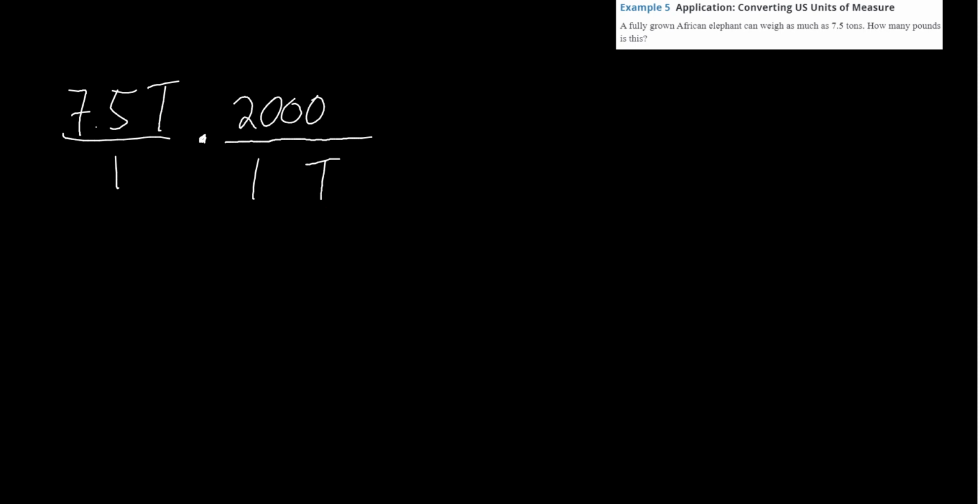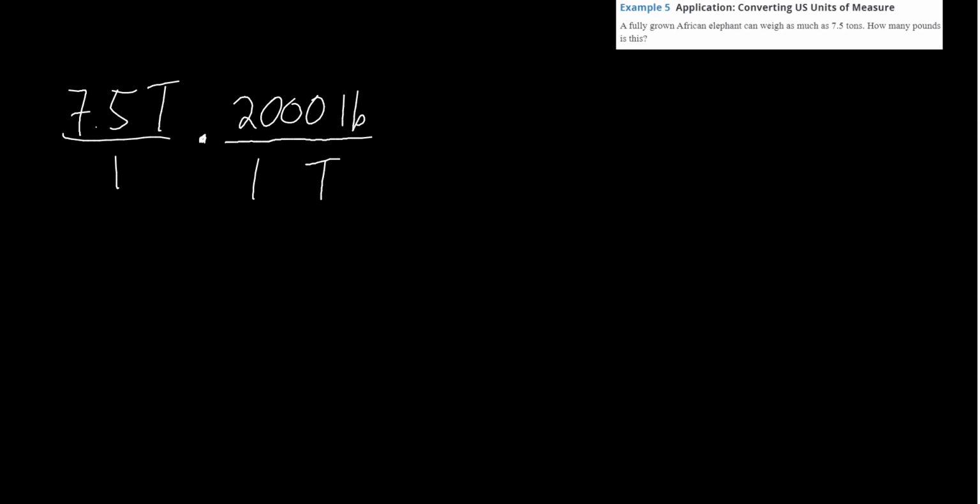Okay, well, so 7.5 tons, with a capital T. All right, we're going to put this over 1 like we did in the previous example, times. We're wanting to know how many pounds this is. Okay, so we have the T up here. We want to cancel with the T down here. So we're going to say 1 ton is 2,000 pounds. And probably, no, it is lowercase.